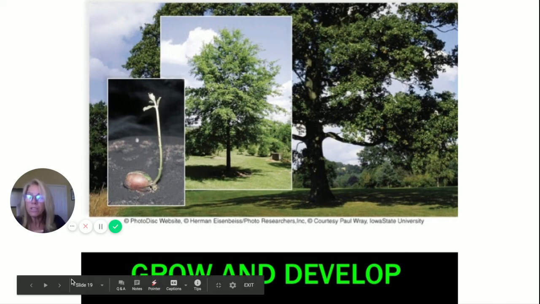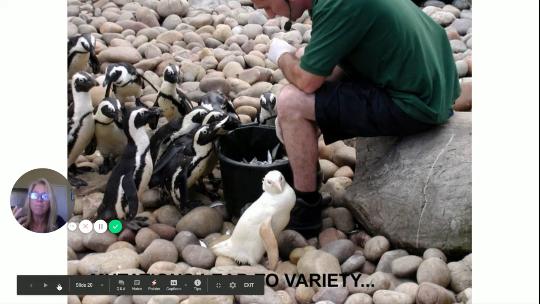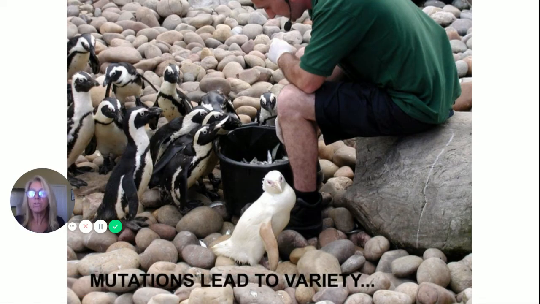So how did it know what to do? Well, that was stored in its genes. But sometimes your genes can have a mutation in them, and mutations can lead to variety. Now, chances are when you have a mutation, statistically speaking, it's probably not going to work out well for you because you're so highly evolved, right? So for this penguin to be an albino penguin, it could have trouble with the amount of light it receives, and it could end up causing it to have cancer.